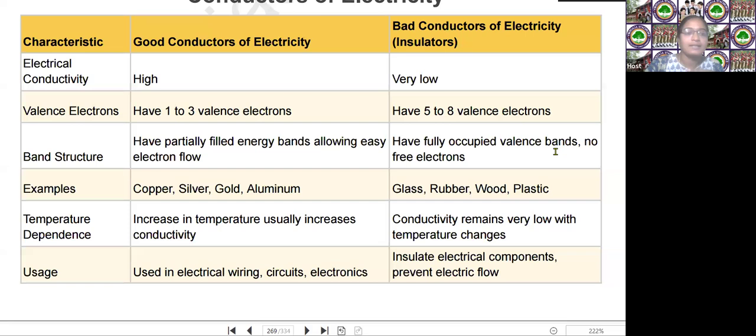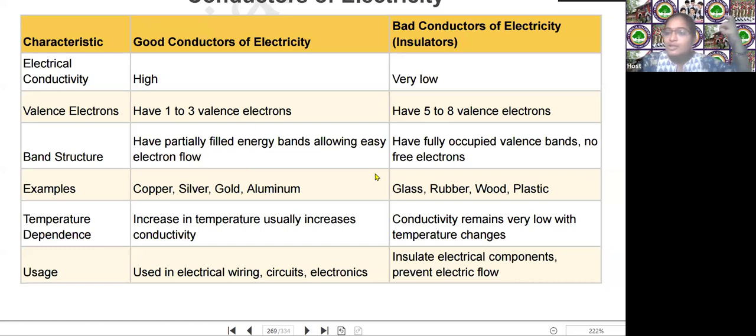Okay, and the next one is examples of conductors: copper, silver, gold, aluminum. These are the best examples of conductors. Please remember or write them down. What are the good conductors? Copper, silver, gold and aluminum. These are the elements that allow electricity to pass through them.